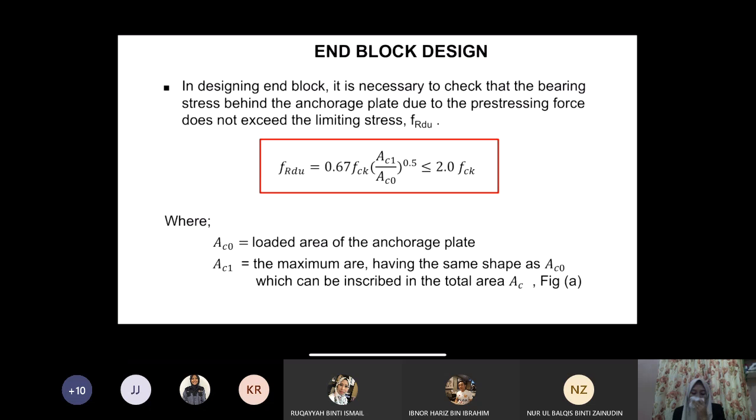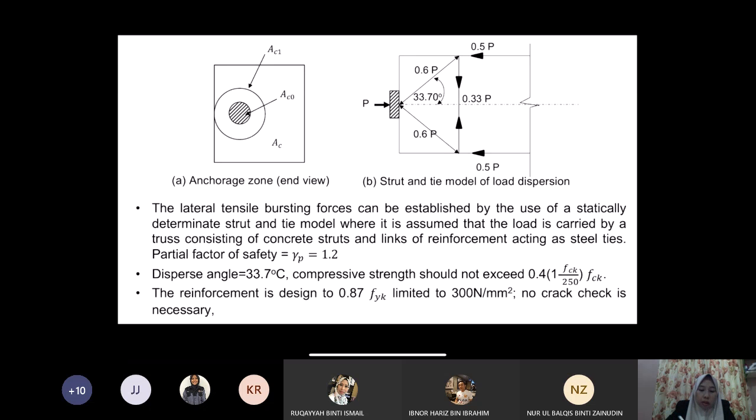So your end block design is based on this formulation, taken from the code. And your AC node and AC1. AC node is the area of the anchorage plate, the plate that I've shown you before. And then AC1 is the maximum area, having the same shape as AC node, which can be inscribed in the total concrete area AC. If you look here, this is AC1, this is AC node, and this is AC.